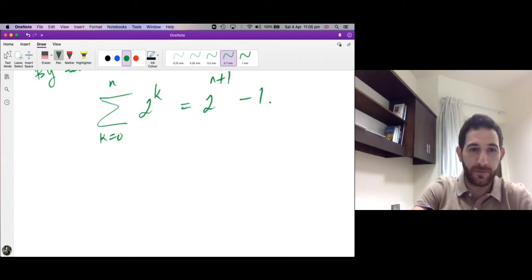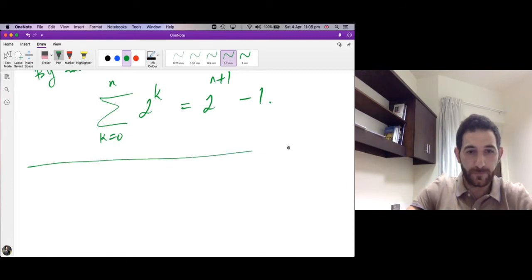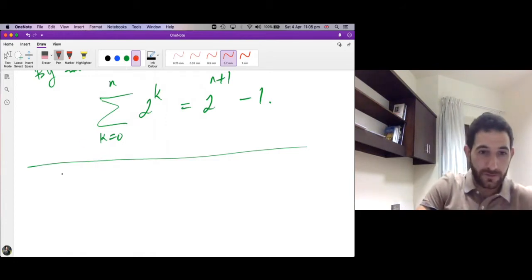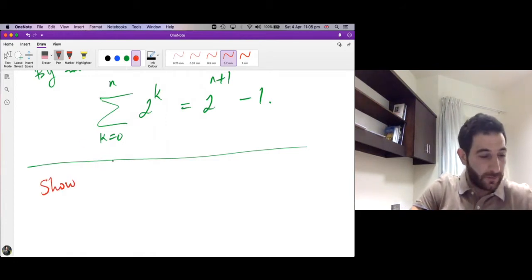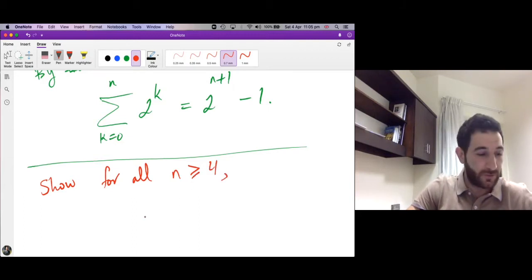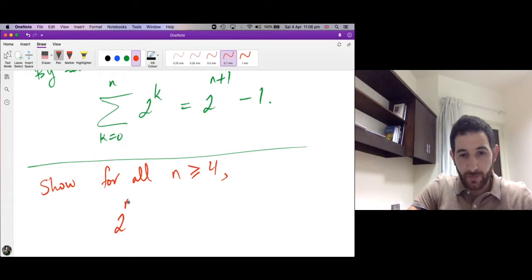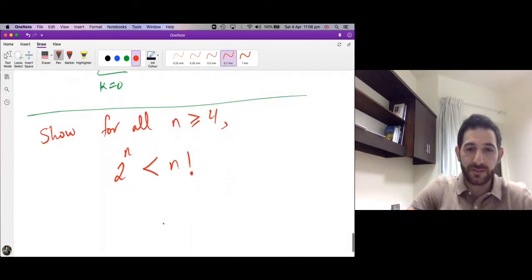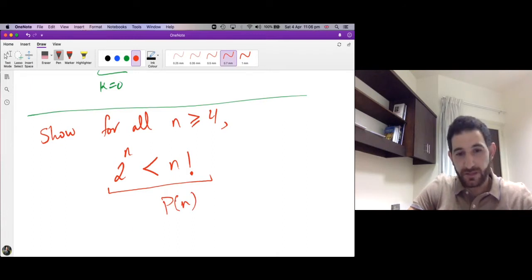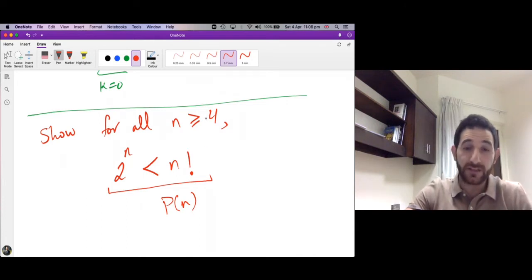Let's have one final example for this session. We want to show that for all integers n bigger than or equal to 4, the following is true: if you raise 2 to the power n, you will get a number strictly less than n factorial. Okay, so this is P of n. This is a property about n, which says that if you raise 2 to the power n, you will get a number strictly less than n factorial, starting from 4.